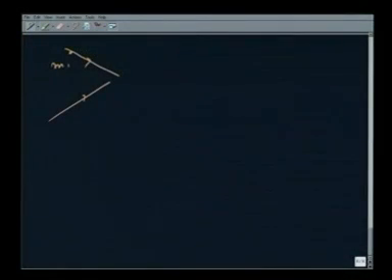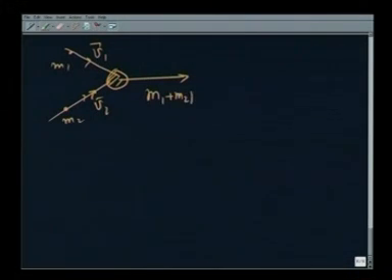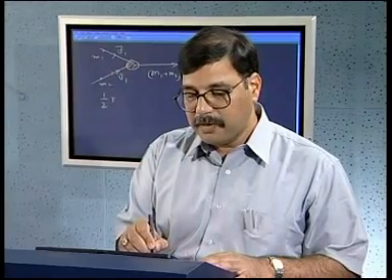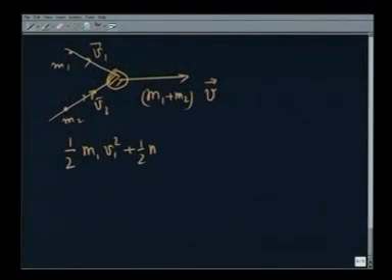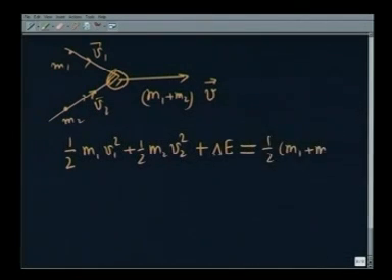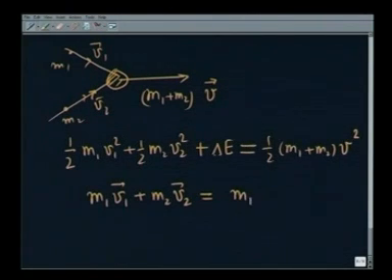So, let us look at an interesting case where two particles come in, m1 with velocity v1, m2 with velocity v2, and get stuck together, so that out goes a particle of mass m1 plus m2 with some velocity v. Then the energy conservation principle tells me that 1/2 m1 v1 square plus 1/2 m2 v2 square plus delta E, which is the energy released or lost during this interaction, must be equal to 1/2 (m1 plus m2) v square. And the momentum conservation tells me that m1 v1 plus m2 v2 must be equal to (m1 plus m2) v.